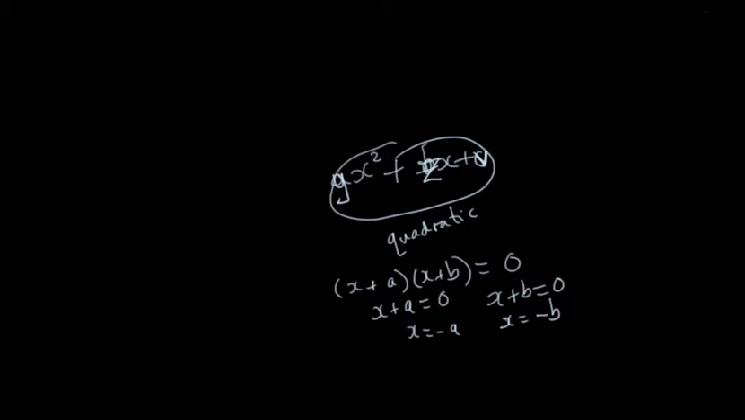Let's try an example. So let's solve this equation: x squared plus 4x plus 3 equals 0. And we're going to do this by factorising. So we have (x )(x ).